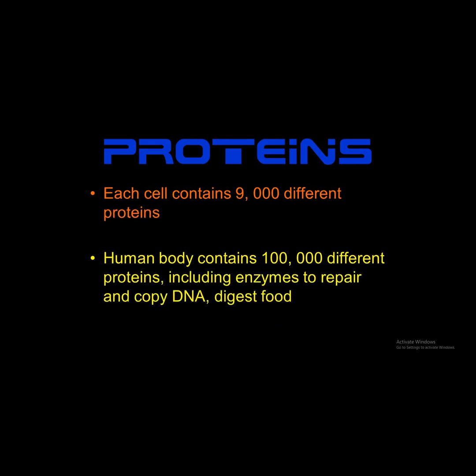Some facts about the proteins in your body. Each cell in your body contains 9,000 different proteins. The human body contains over 100,000 different proteins. That includes the enzymes that are needed to repair and copy DNA.